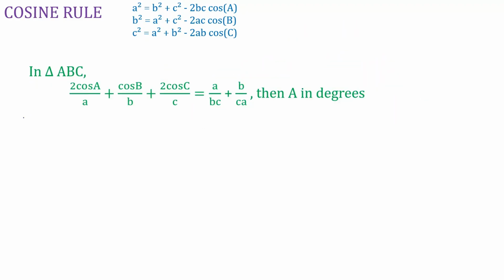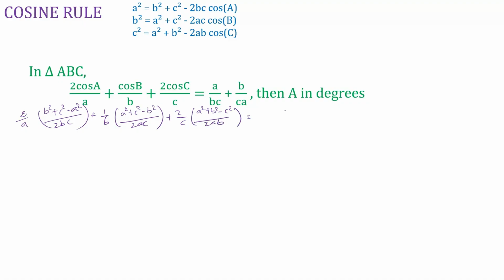Formulas of cos A, cos B, cos C, and simplify this. This is 2 upon A into cos A, which is B square plus C square minus A square upon 2BC. And then we have 1 by B into cos B, which is A square plus C square minus B square upon 2AC. Then we have 2 by C into cos C, which is A square plus B square minus C square upon 2AB. This is equal to, here if we take the LCM, it would be ABC.